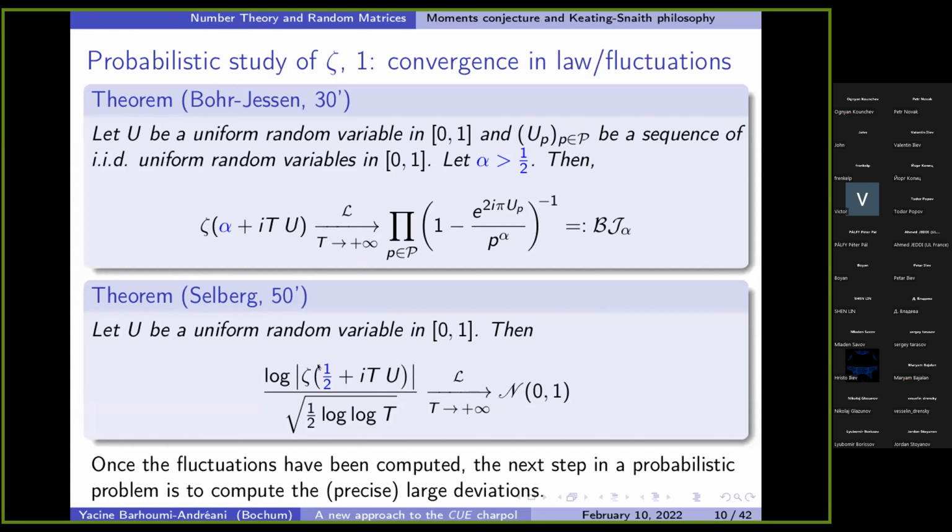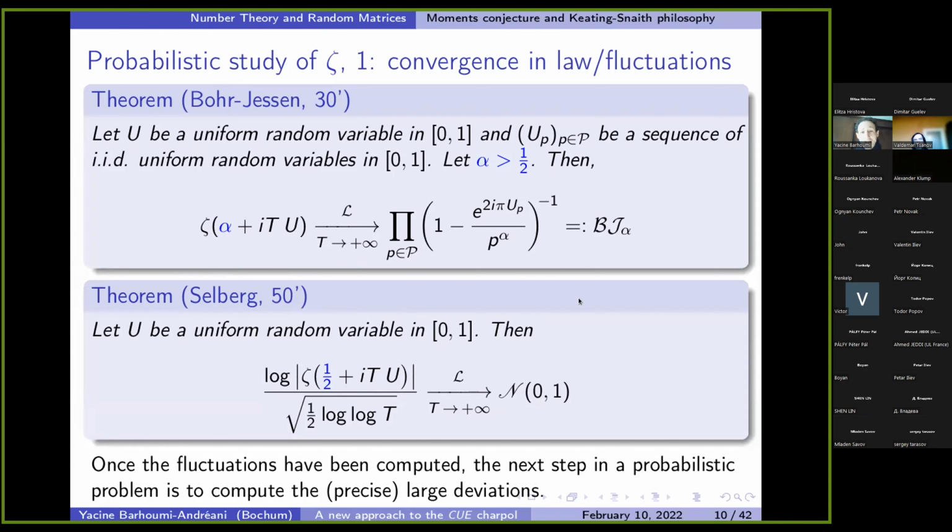If you want 1/2, then this product diverges. And so you need to renormalize. Namely, this was done by Selberg in the 50s. So what you do is you take the log and you divide by the variance, which is in fact log t. And what you find is the Gaussian.